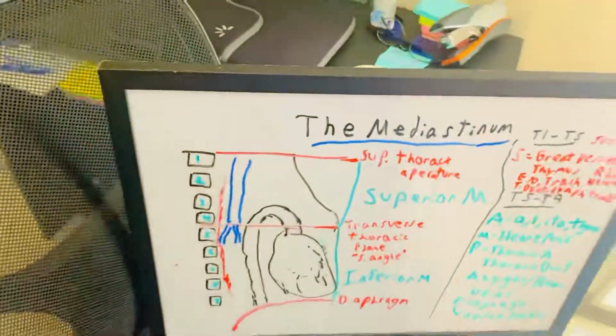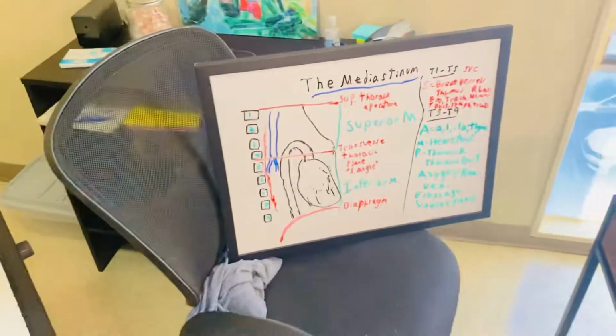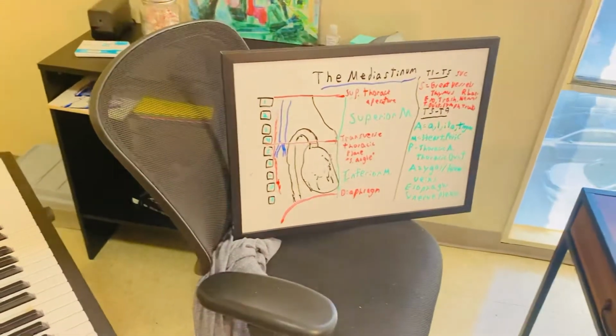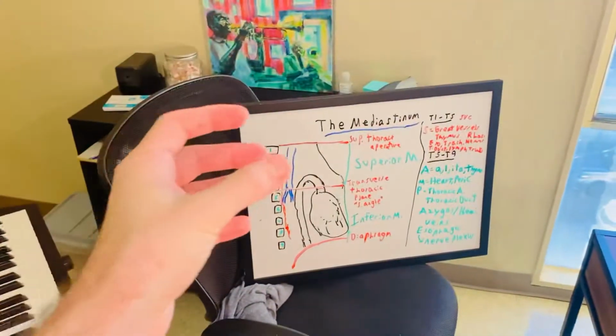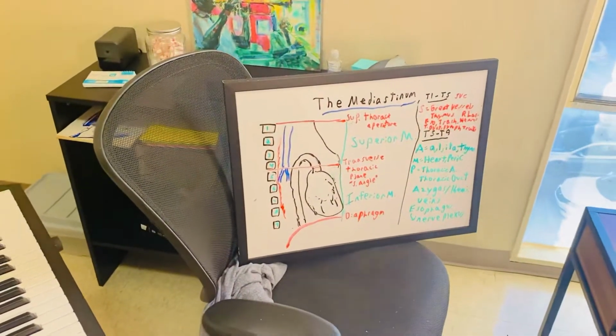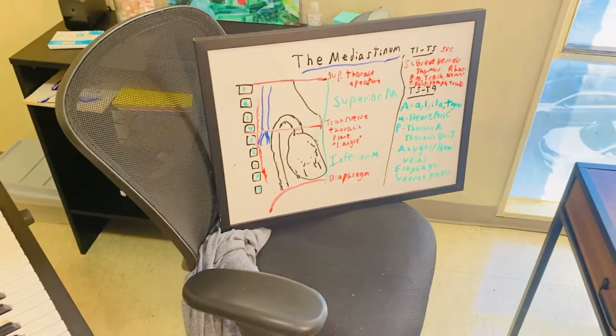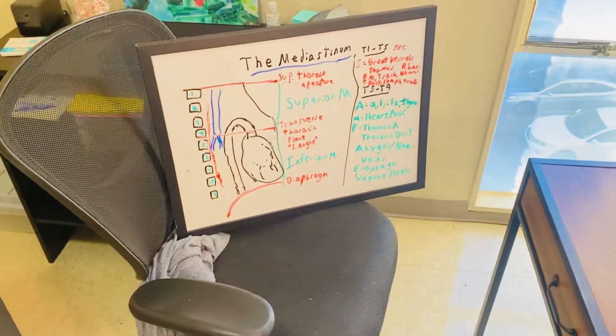Today's lecture is on the mediastinum, so that's what we're going to be looking at. The mediastinum is this region in our thoracic cavity that lies between the lungs and pleura. You have your lungs on these two sides, and then in the middle you have this mediastinum. So, what is this and what can be found in it?